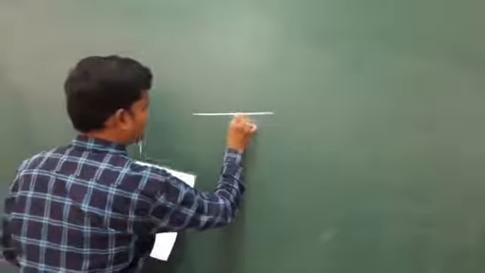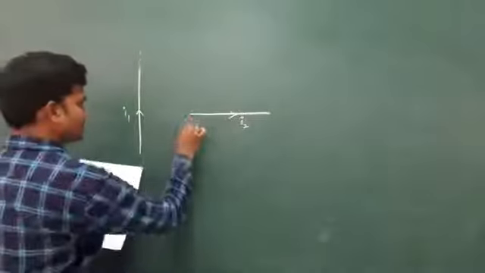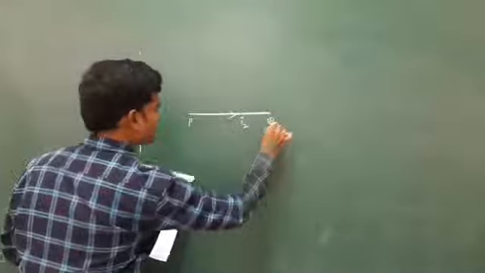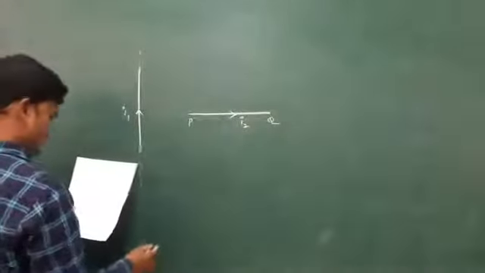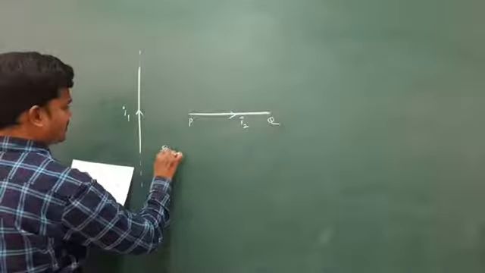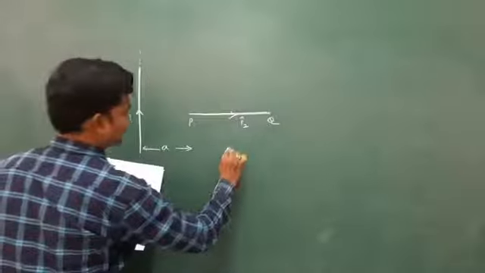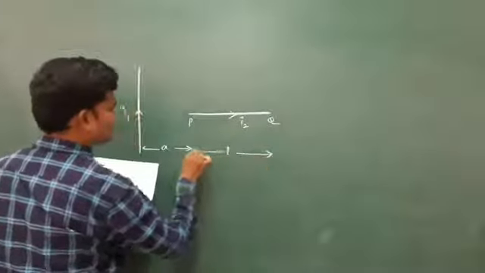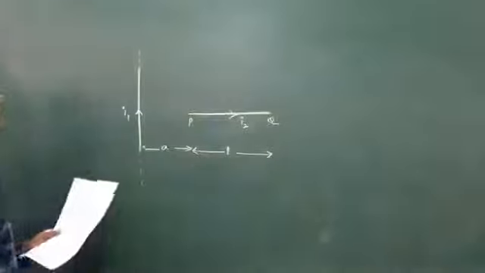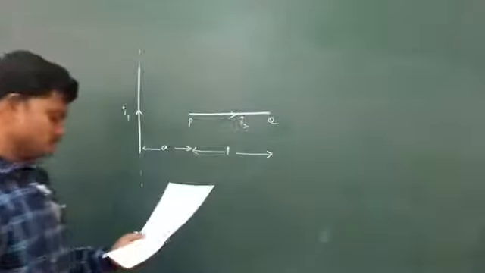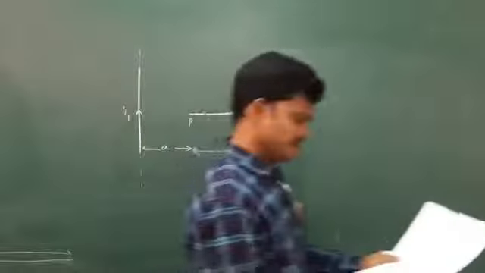This carries current I2. This wire's starting point is named P, and this is Q. This gap is given as a. The length of the wire is mentioned as l. We have to find the force between these two.